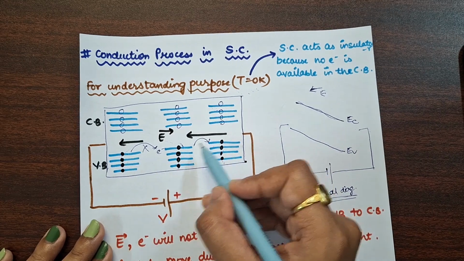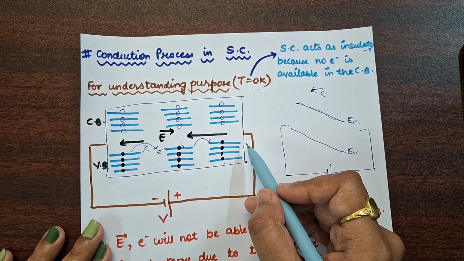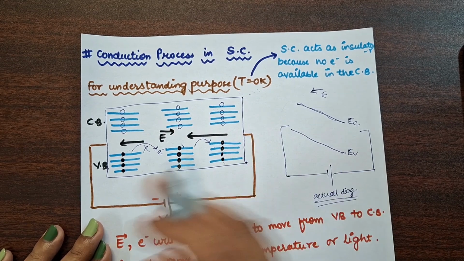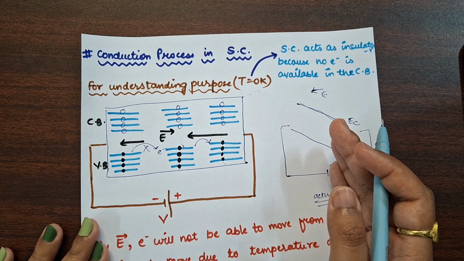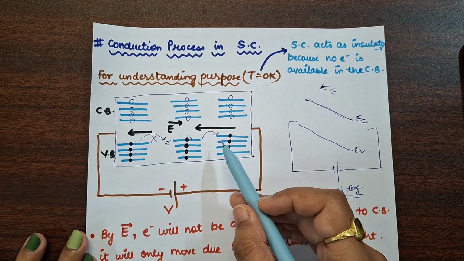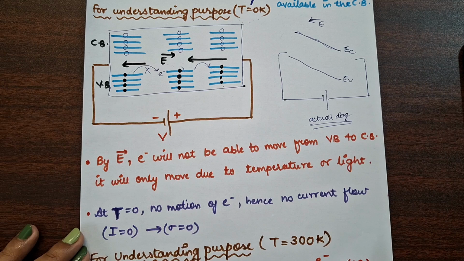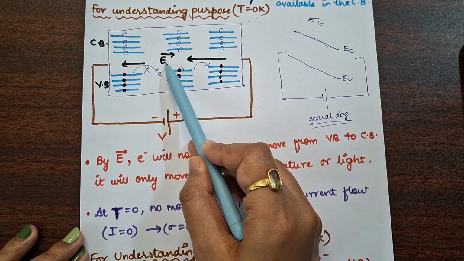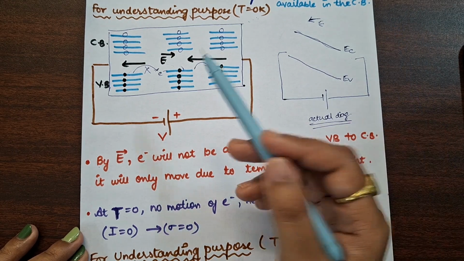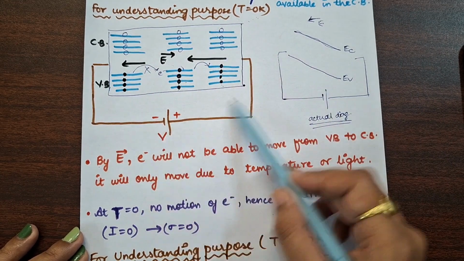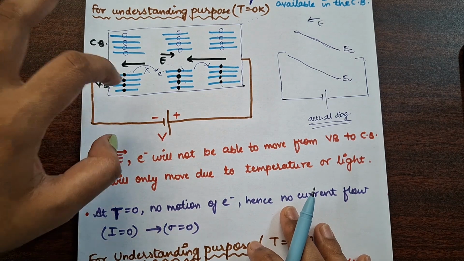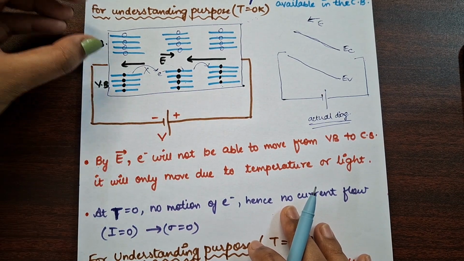So if the movement of electron is not possible, hence there will be no flow of current. Right? Because flow of electron is responsible for the current flow. And hence there will be no flow of current. So in the statement also I have given that only by applying the electric field, we cannot allow the flow of current in this whole semiconductor. Okay, we require some amount of temperature or light so that will help the electron to move from valence band to the conduction band.